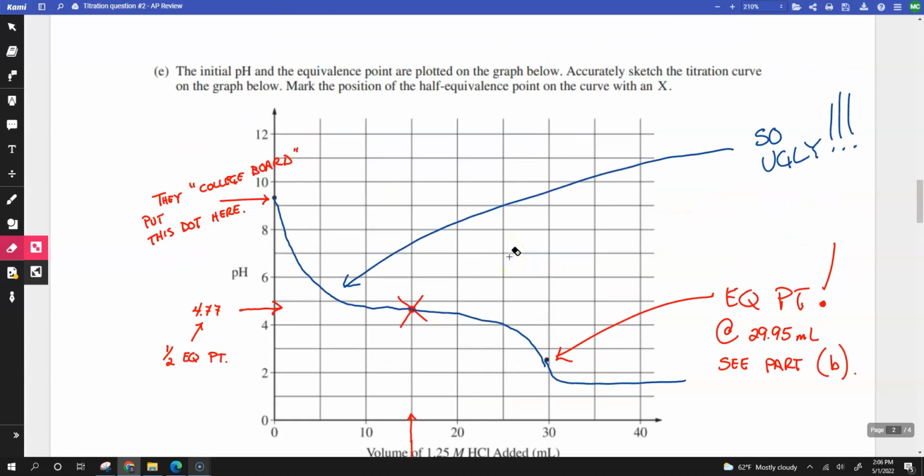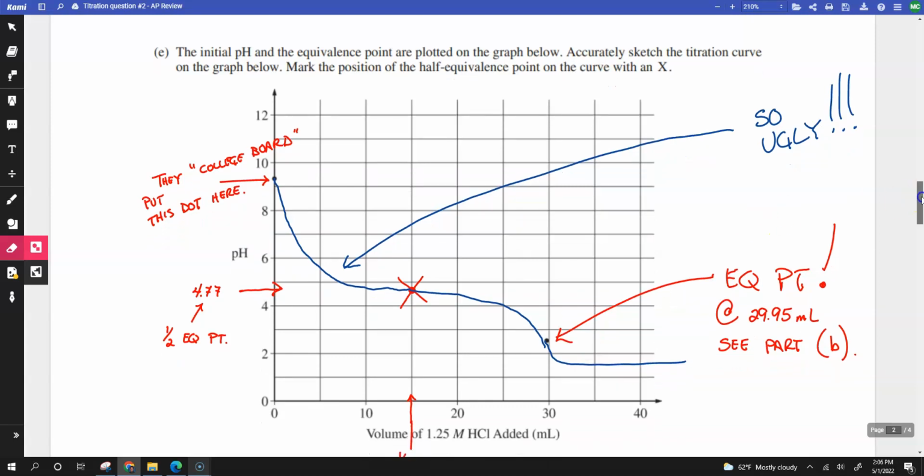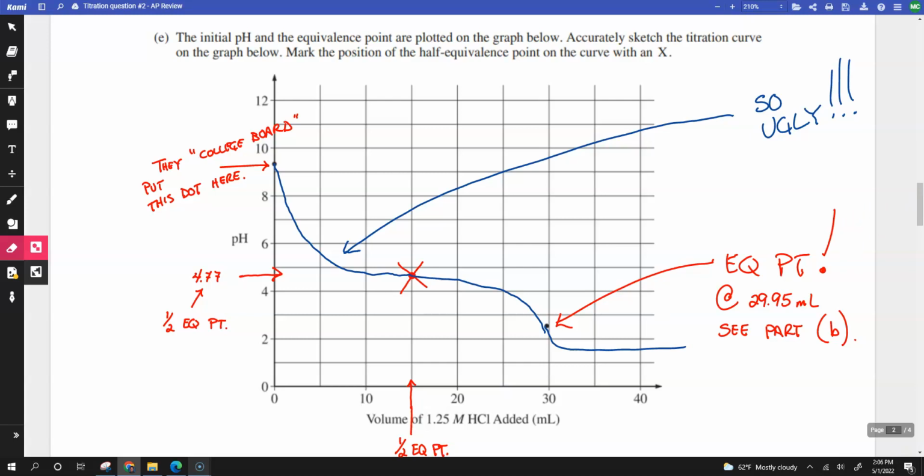Again, not a fan of this titration curve, but I will tell you, this question was asked in 2015. So within the last 10 years, so College Board is still throwing out some crazy situations, so be ready. And again, this is a base being titrated with a strong acid.